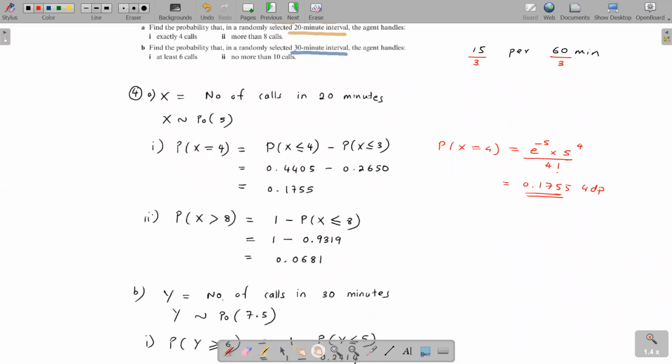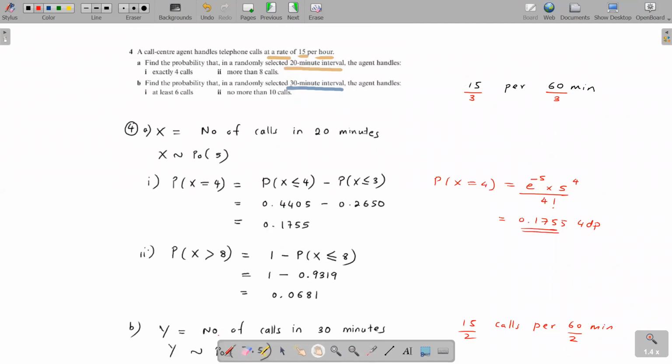In a 30-minute interval, so for 60 minutes, it's 15 calls per 60 minutes. So 30 minutes is dividing by 2, right? So dividing 15 by 2, it's 7.5 in a 30-minute interval. So here your lambda value is 7.5.